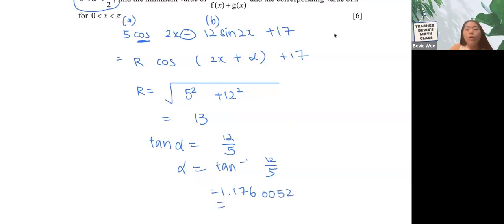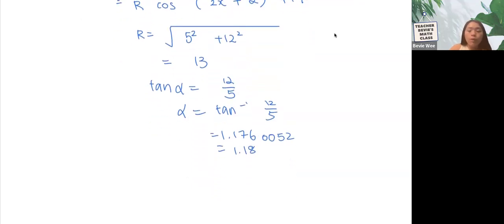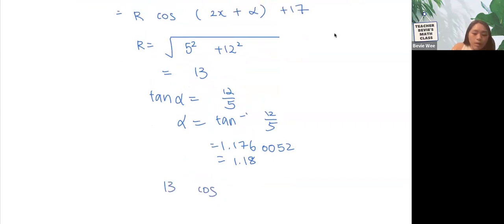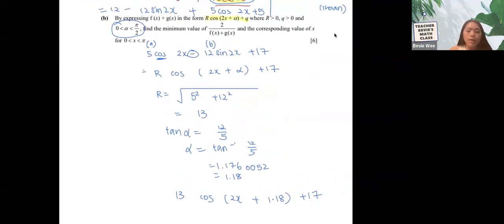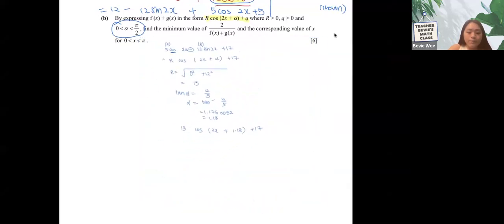1.1760052. For radian mode, it is rounded off to 3SF. Okay, 1.18. But you have to write the intermediate answer. So in our formula, it will give me 13 cos(2x + 1.18) + 17. Do not add the 17 in. It is not part of your angle. So up to here, you would have gotten only 2 marks. I did so many things, only 2 marks. Yes, it is a 6-mark question.